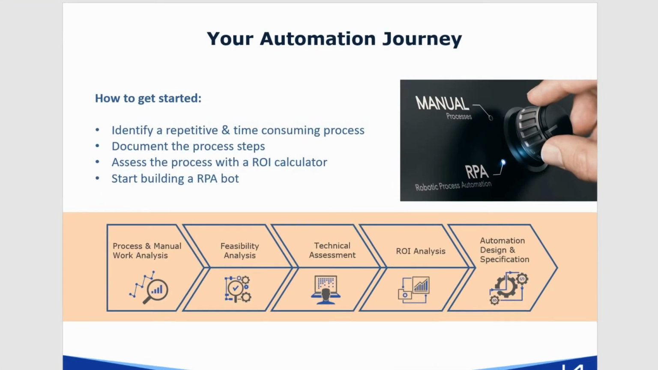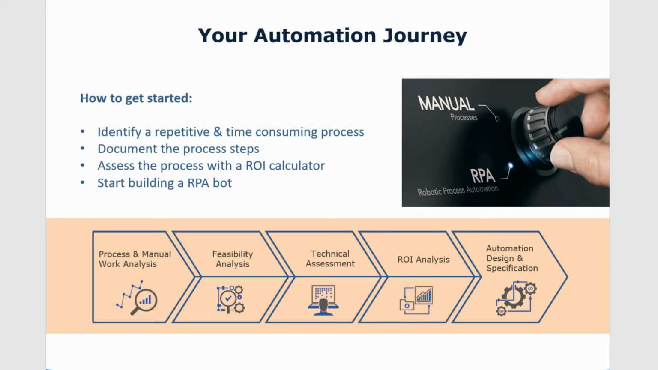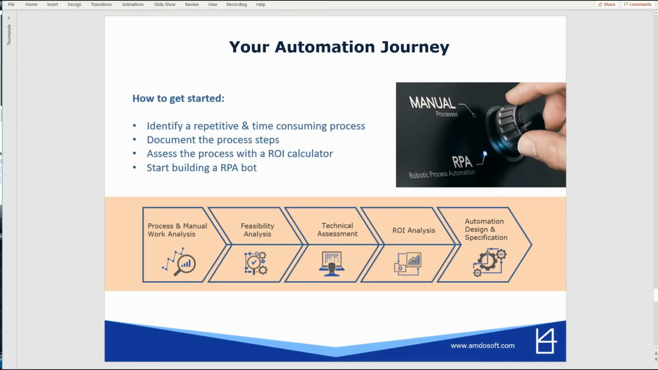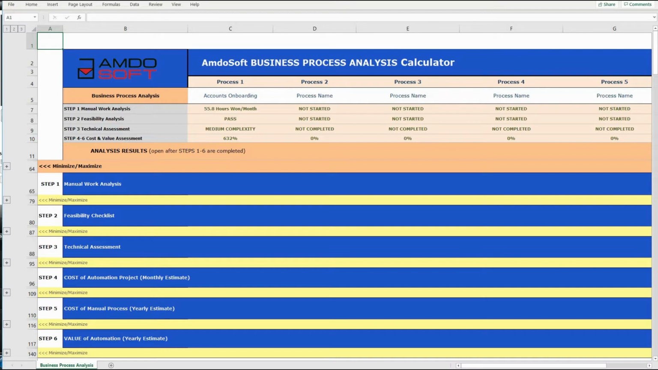Once you have identified one or more potential process candidates, the first step is to perform the manual work analysis. For this, it is useful to name the process and roughly document the individual steps within the process. At this stage we are trying to get an estimate, so don't worry about going into all the details. Open the AmdoSoft Business Process Analysis ROI calculator and let's look at an example process.